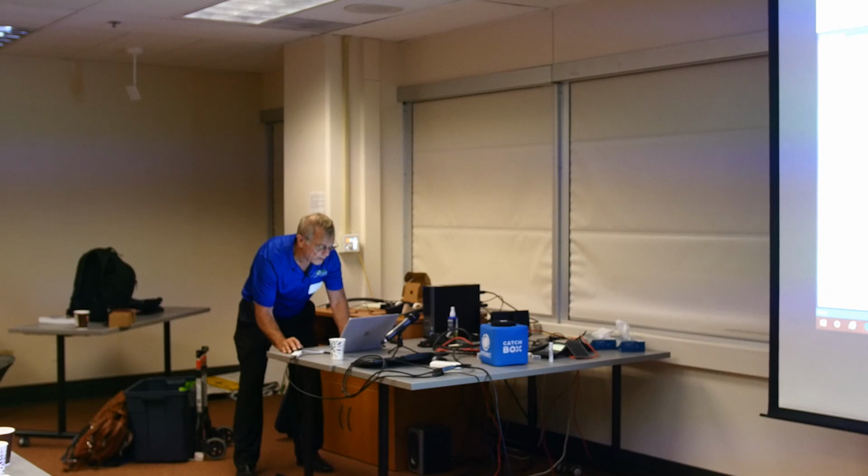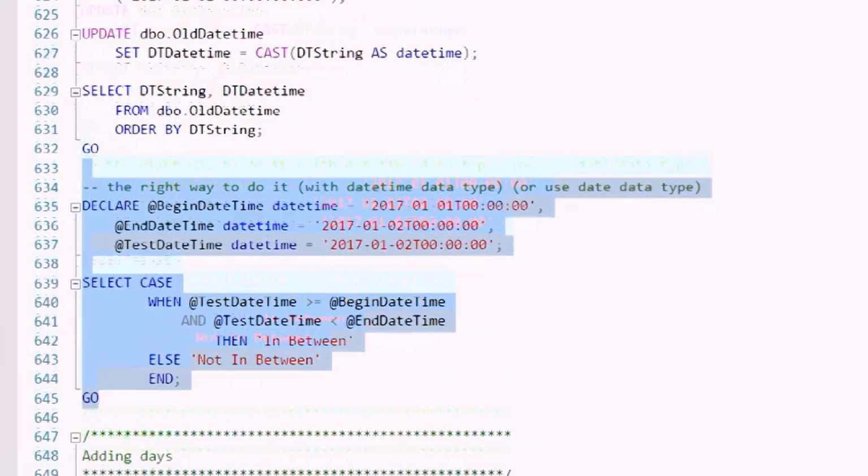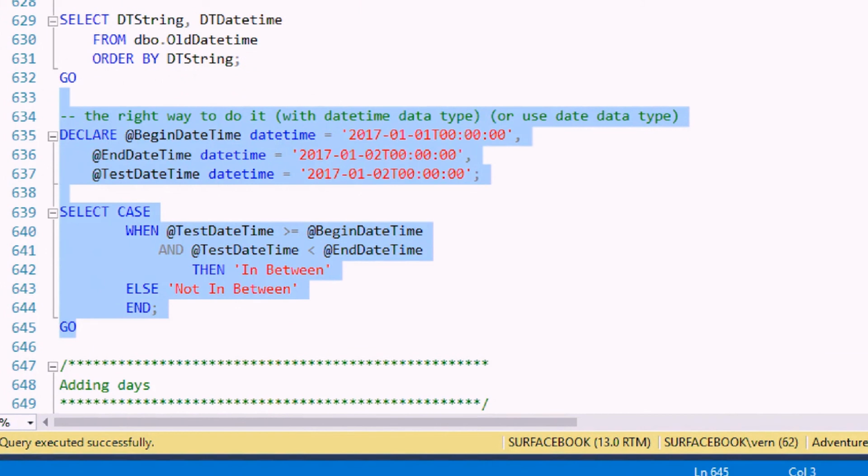And of course, the right way to do this is to say, is it greater than or equal to the begin date, and less than the end date, and make sure that the end date is the first moment of the next day. So that's the safe way to do it in any data type. Okay?